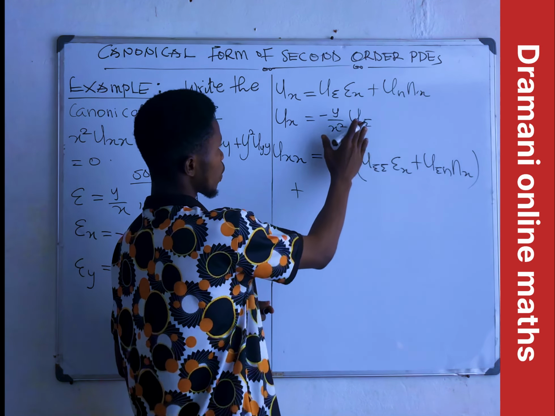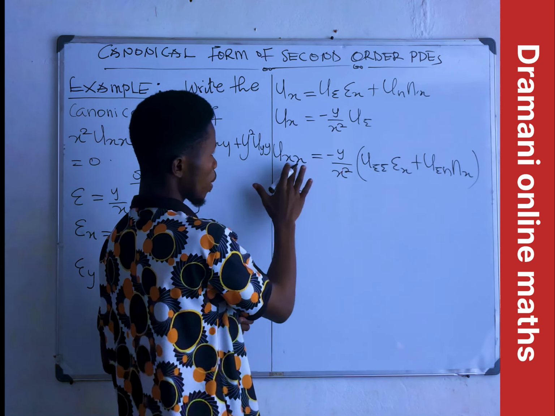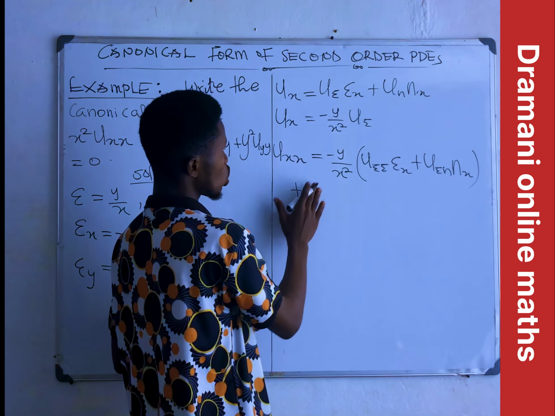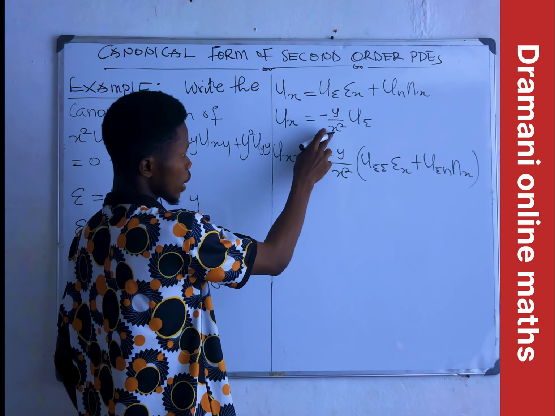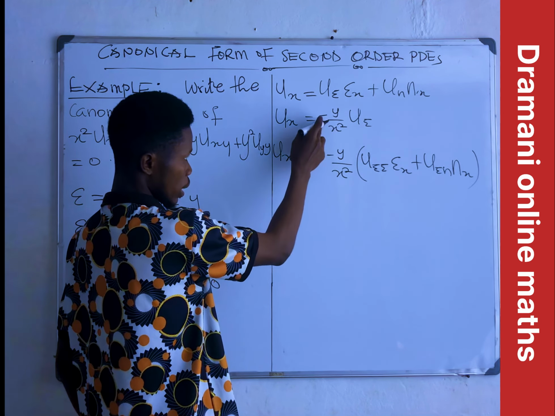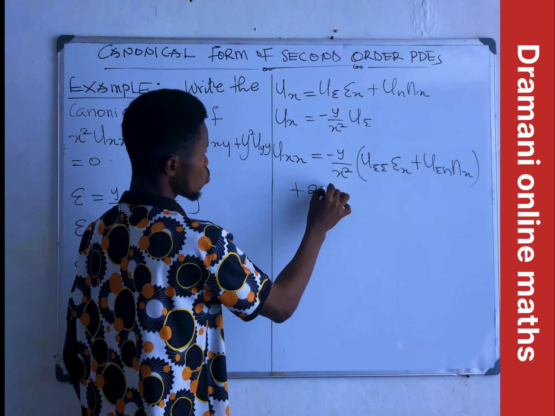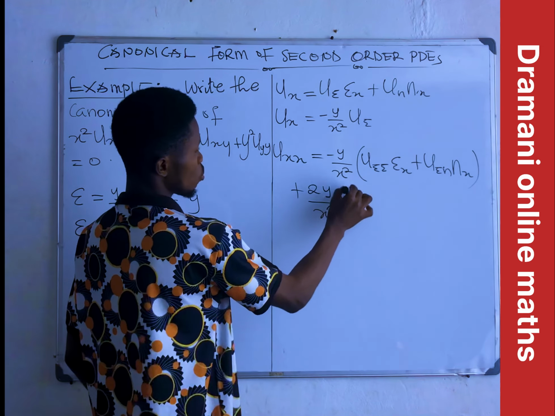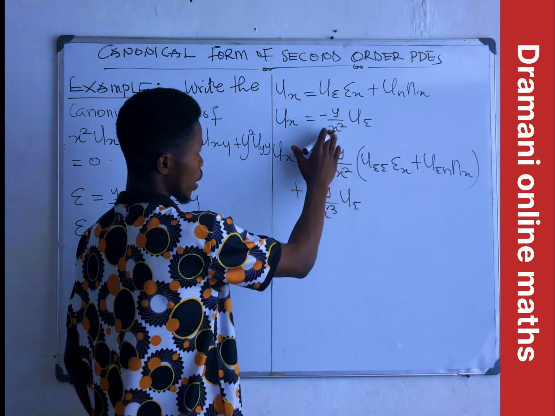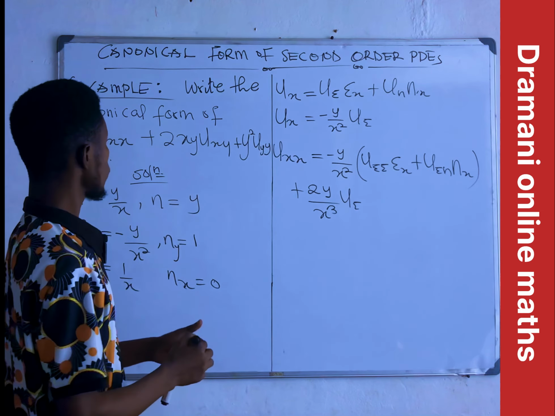Plus, now I'm done with this. So I will now hold this and I will differentiate this. Remember, I'm differentiating with respect to x. So if I differentiate, forget this, it becomes constant. If I differentiate this 1 over x squared, it is negative, that will give me positive 2y over x cubed, times u xi, because I hold this, then I'll differentiate it. So that's how this thing is going to be differentiated.